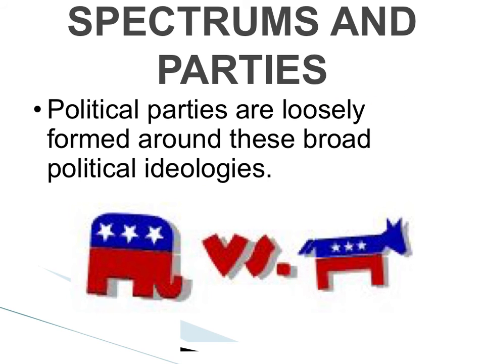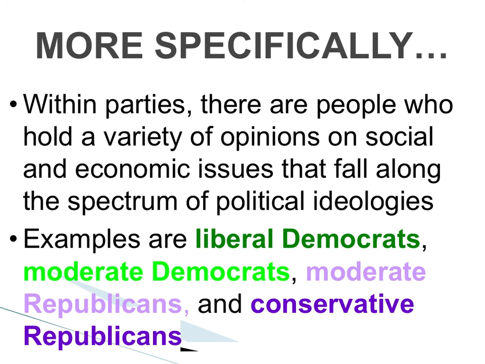So political parties are loosely formed around those broad political ideologies that we just looked at. It's important that you understand that you might not agree with all the ideas on the left if you're a Democrat, or all the ideas on the right if you're a Republican. But in general, you'll probably agree with many of them. Just because you're a liberal or a Democrat, or a conservative Republican, doesn't mean that you are way out on that political spectrum.